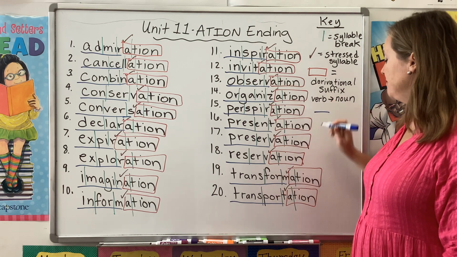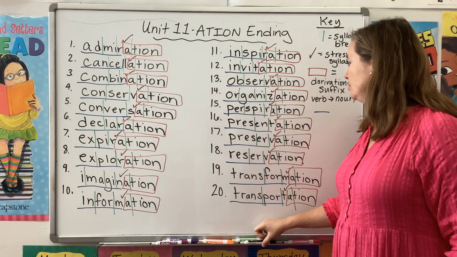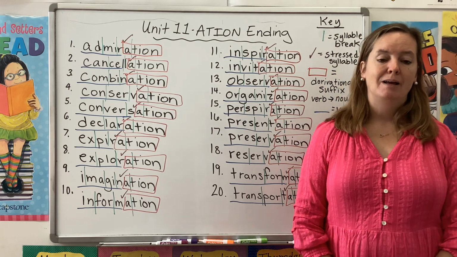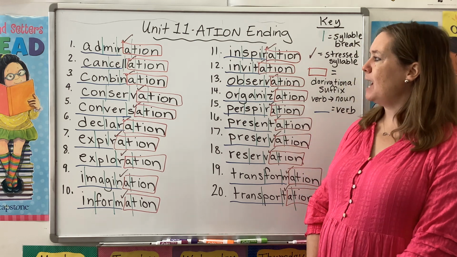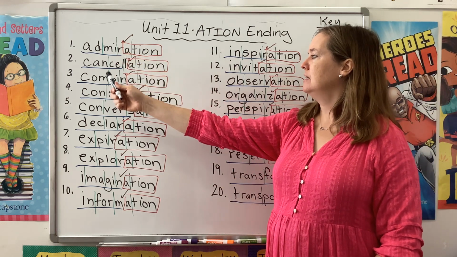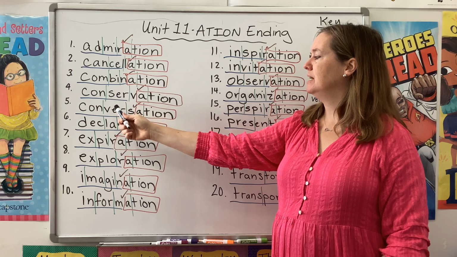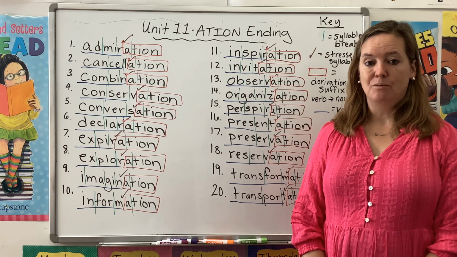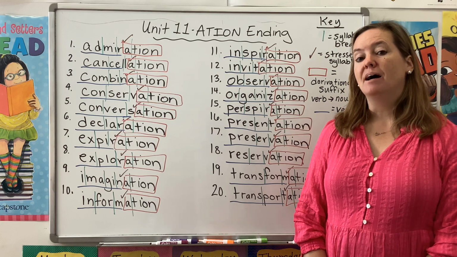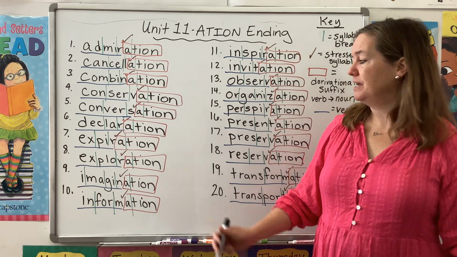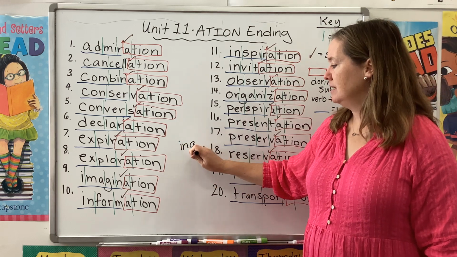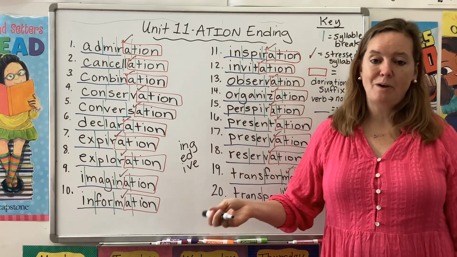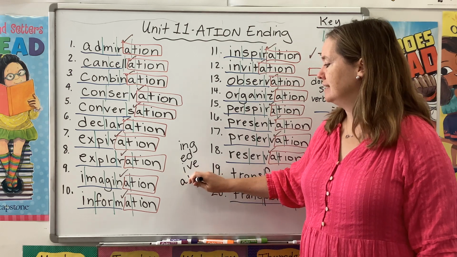All right, so in all of these cases, that blue line represents our verb. Now I want you to notice something that happened to words like admire, combine, conserve, converse. All of these verbs end with an E, right? A silent E. But just like we have to drop the E when we add ing or ed or ive, we also have to drop that E when we add ation.